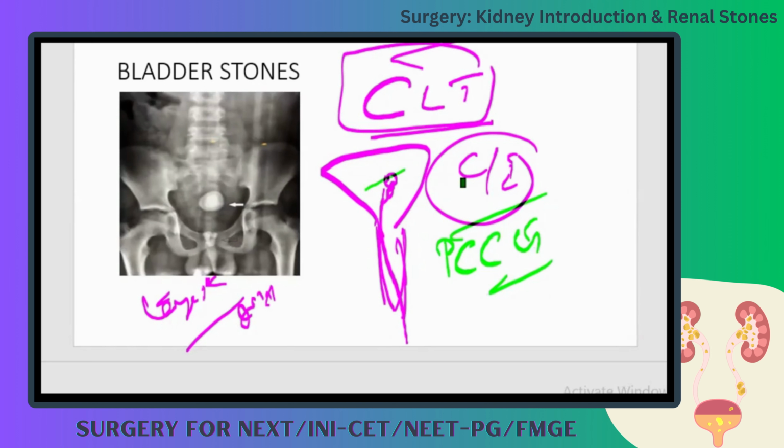So we discussed the most common type of bladder stone, primary and secondary types, symptoms, and two surgeries, CLT and PCCLT. CLT is for normal bladder stone. If it is a large bladder stone, if there is obstruction like BPH or if there is a stricture, you put a small hole and you do PCCLT, percutaneous cystolithotripsy.